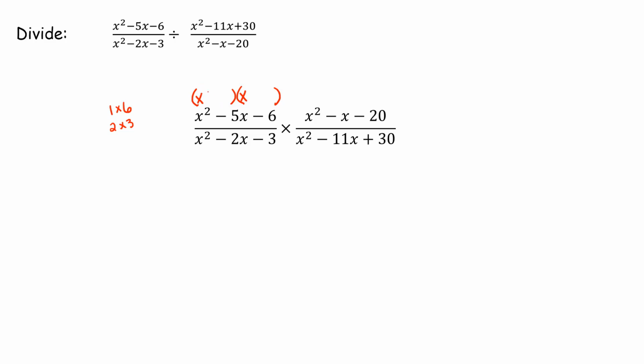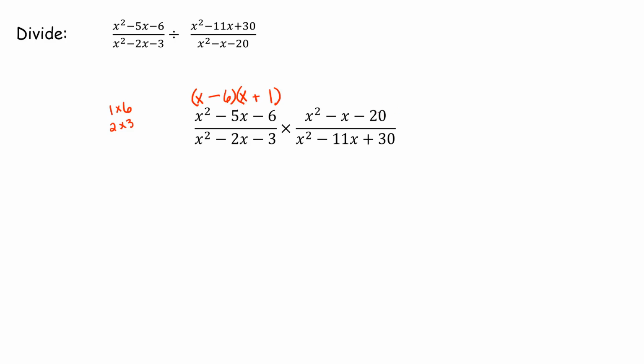2 and 3 won't work, because if you put -2 and -3 to get -5, that's going to give you a +6 as a product, because -2 times -3 is +6, and we want -6, so that doesn't work. We need to use 6 and 1. So 6 and 1, I want that to add up to -5, so I need a -6 and a +1.